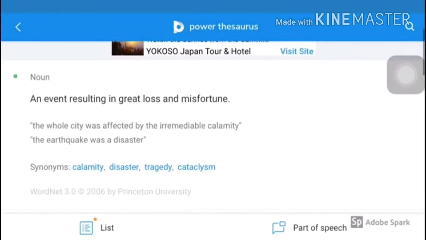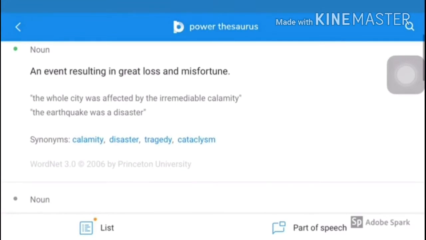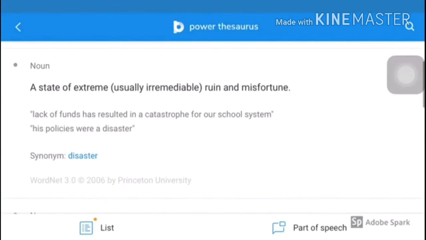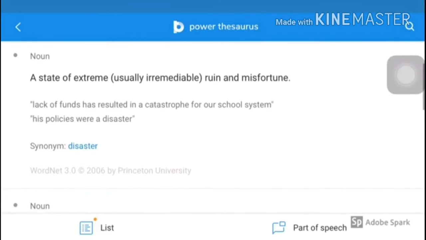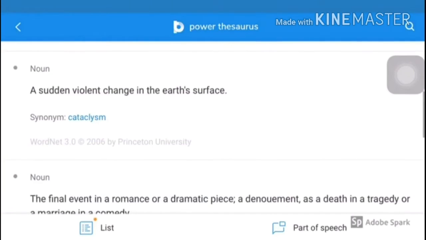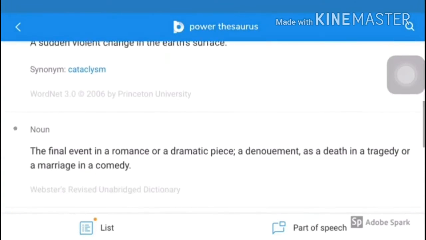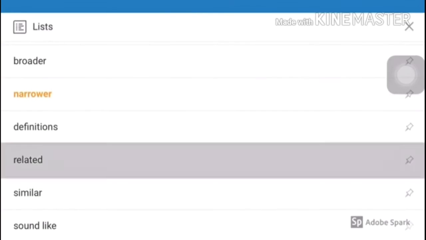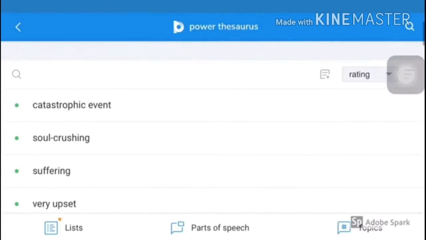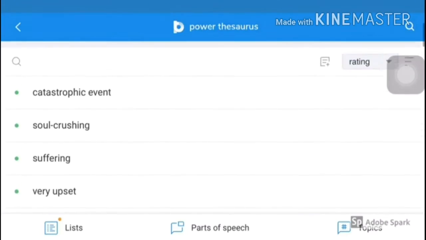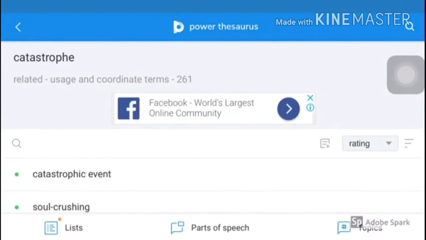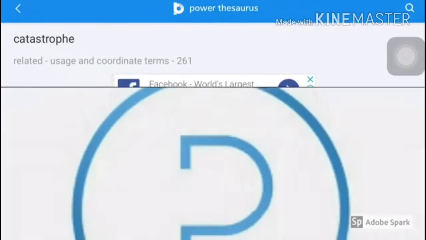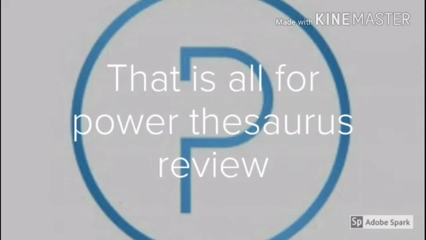An event resulting in great loss and misfortune. A state of extreme ruin and misfortune. A sudden violent change in the Earth's surface. The final event in a romance or a dramatic piece. Now we will look at the related to catastrophe: sad, passion, troubleshoot, very upset, catastrophic event, and soul crushing. Now that is all for Power Thesaurus review.